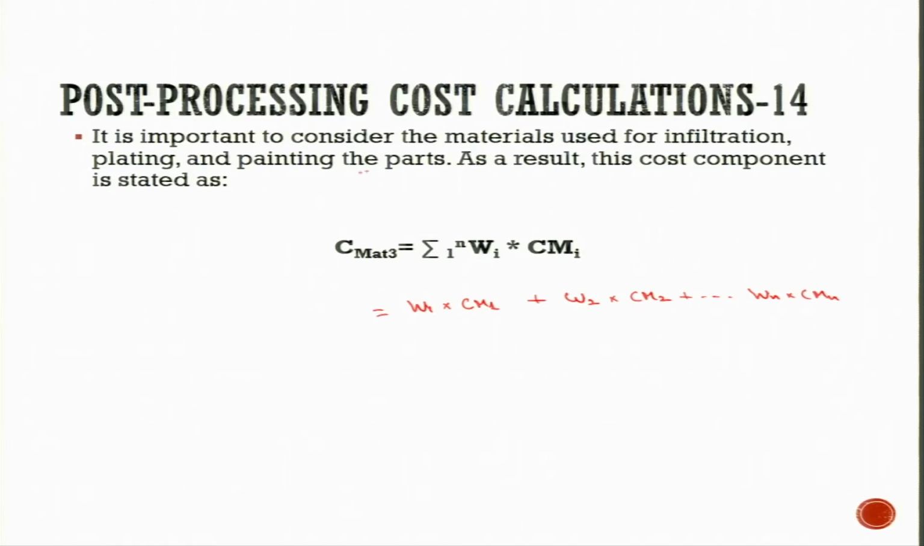It is important to consider the materials used for infiltration, plating, painting of parts. As a result, this cost component is stated here. The cost of the post processing of materials is the sum of the products of the weights of the material into the respective cost rate of that material. So, this is how we get the cost of the material in post processing.